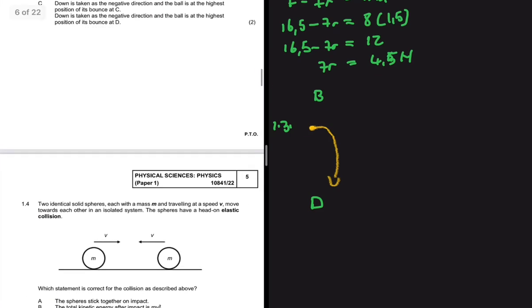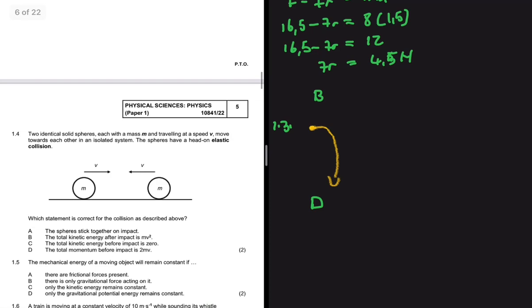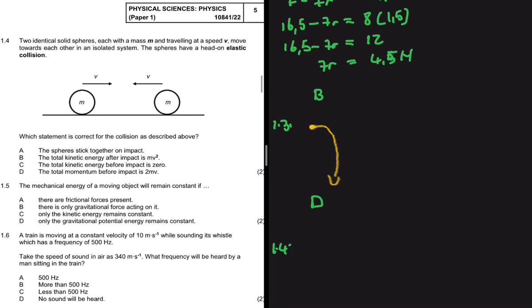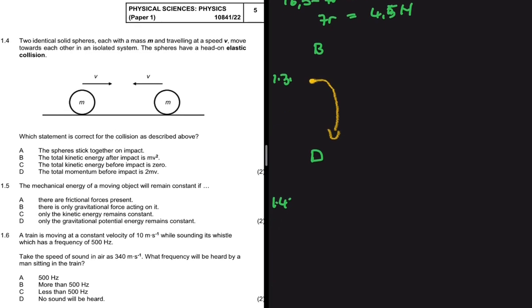Right, let's move to 1.4. Two identical solid spheres, each with a mass m and traveling at a speed v, move towards each other in an isolated system. The spheres have a head-on elastic collision. Which statement is correct for the collision as described above?